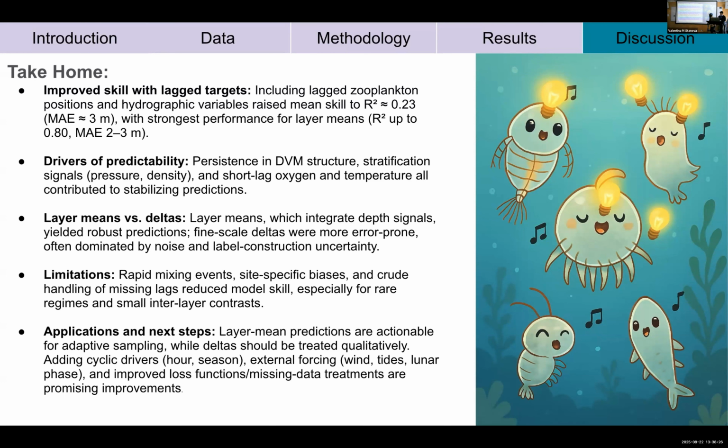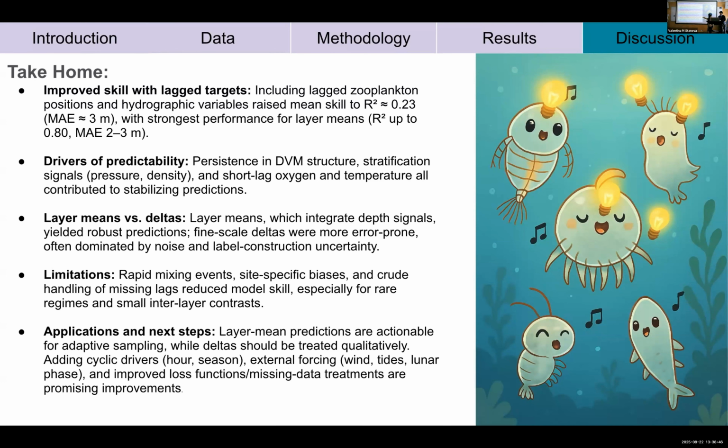And we do have lots of limitations. I think because of the system itself, it's a bit chaotic. Rapid mixing events and site-specific biases and so on can also make these predictions even harder. But we do have some applications and next steps.